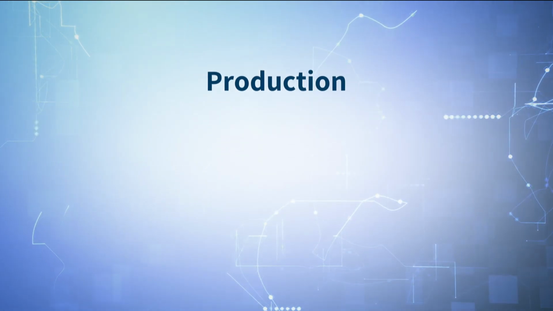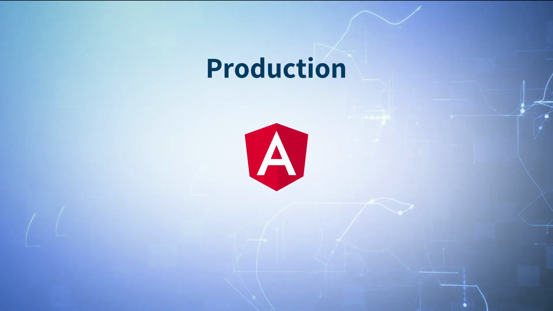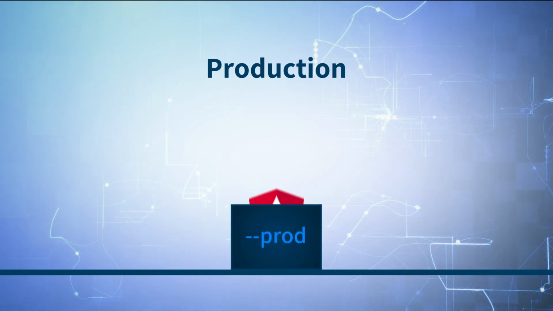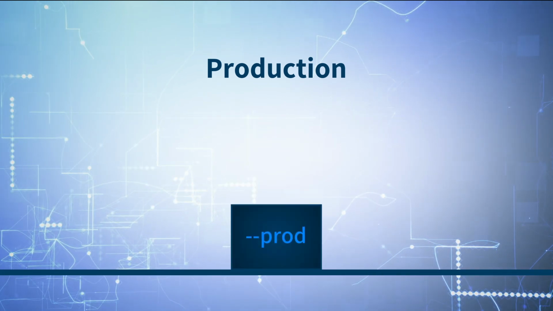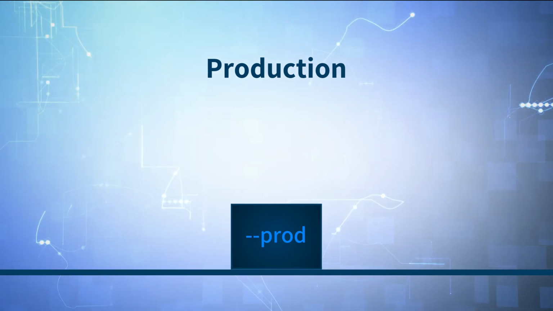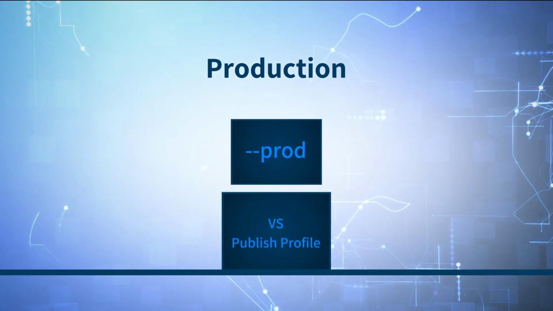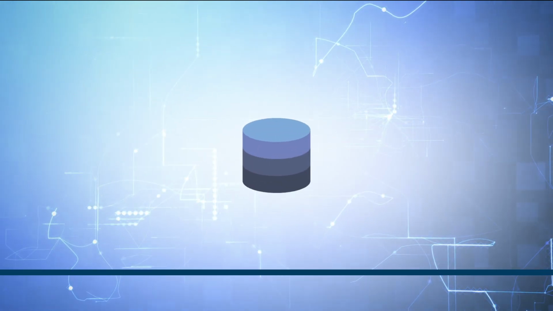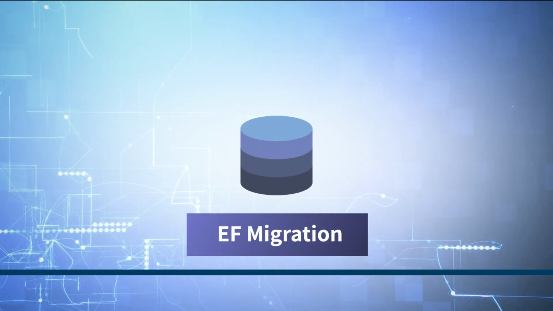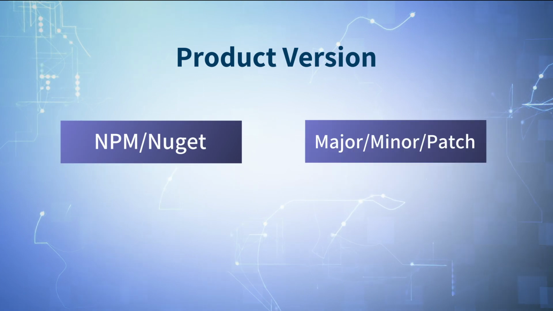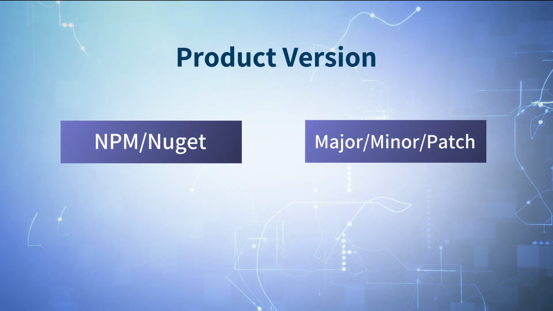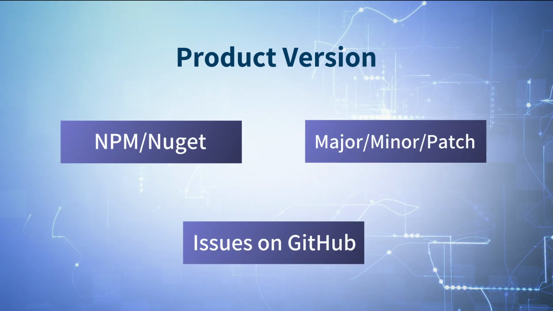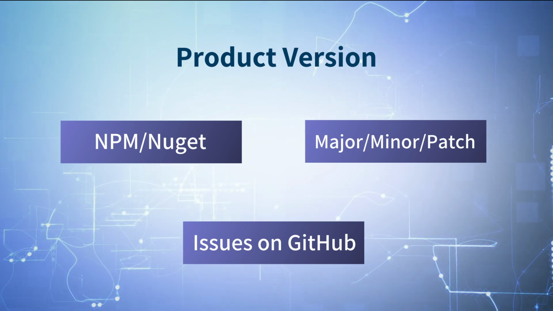Finally, when moving to production, we will compile Angular using the build prod param to generate a reduced file size and publish our work using a Visual Studio publish profile. Any database definitions will be applied using EF migration. BizDoc packages are regularly published to address new issues. Issues and discussions can be opened on GitHub.